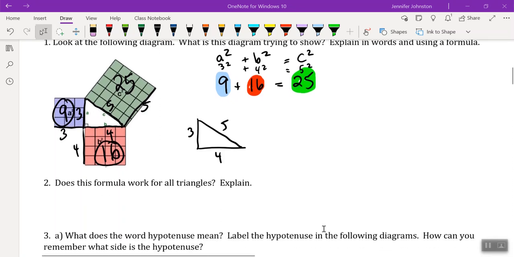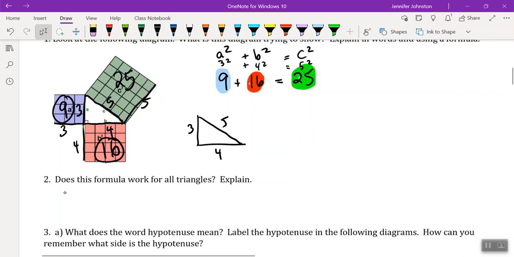So does this formula work for all triangles? No, it only works for this type of triangle, 90-degree or right angle triangles.